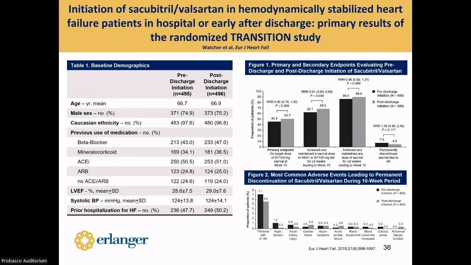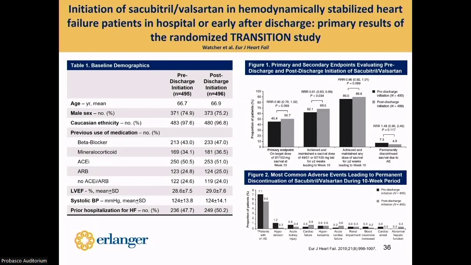So these patients, again, the beta blocker use is about 43 versus 47% in these patients. Surprisingly, about 35% of them were already on a mineralocorticoid, and only about 25% of them in both groups were not on either an ACE or an ARB. Their ejection fractions were on average 29%. And you can see that about half of the population in both groups had a prior hospitalization for heart failure.